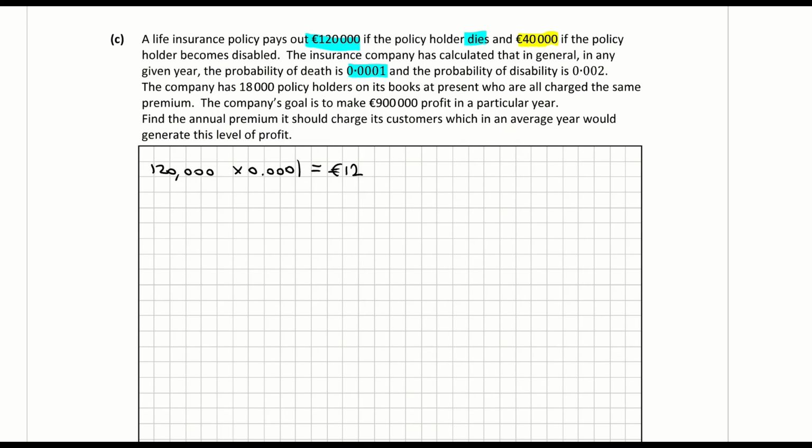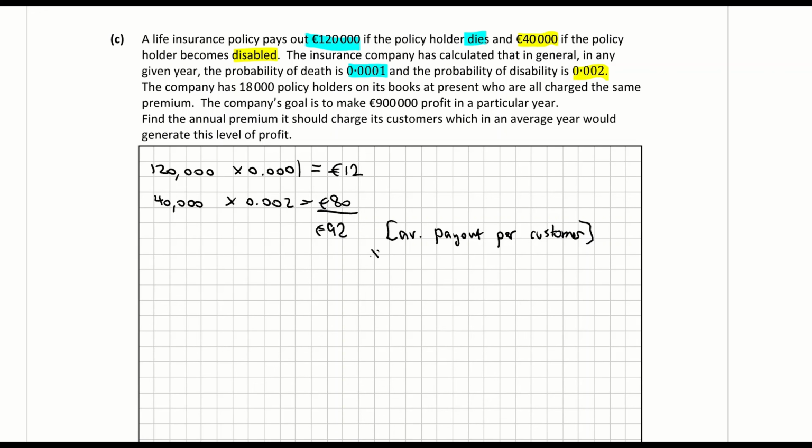Then we have the 40,000 if you become disabled, and the probability of becoming disabled is 0.002. So let's find that expected value. So we have 40,000 multiplied by 0.002, which is €80. So €80 must be set aside for someone becoming disabled. If we add them together, we get €92. That €92 basically stands for the average payout per customer. So in each customer's policy, €92 has to be set aside for paying out.